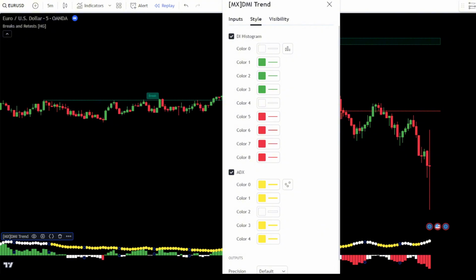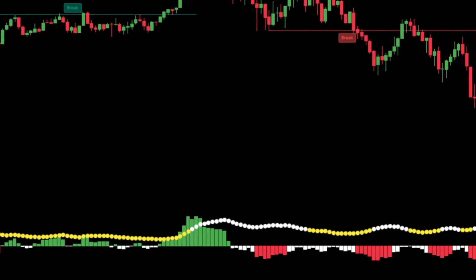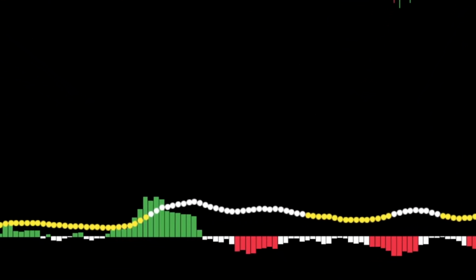The Directional Movement Index Trend indicator will be used to confirm the signals that appear. If the indicator bar is green, it signals an uptrend confirmation. If the indicator bar is red, it signals a downtrend confirmation. Meanwhile, if the indicator bar is white, it means there is no confirmation in the market. To ensure the strength of the confirmation, make sure the dots on the Directional Movement Index Trend indicator are yellow.